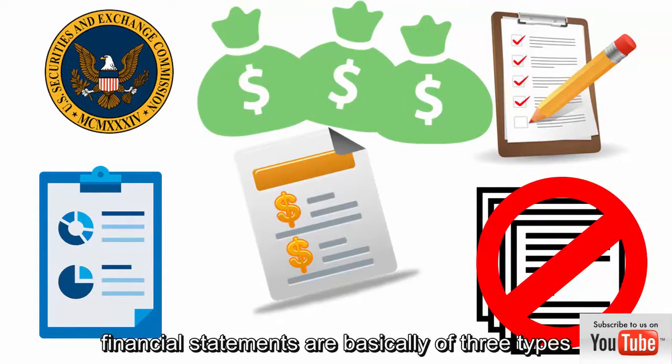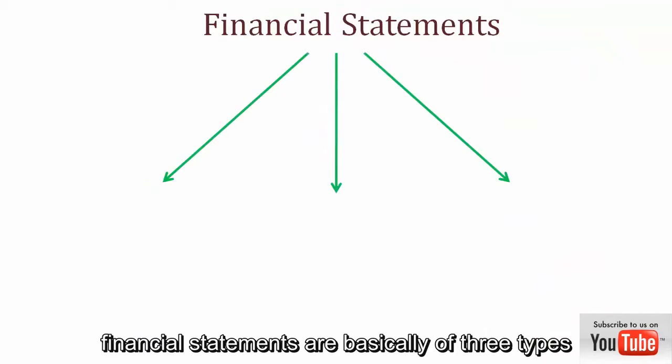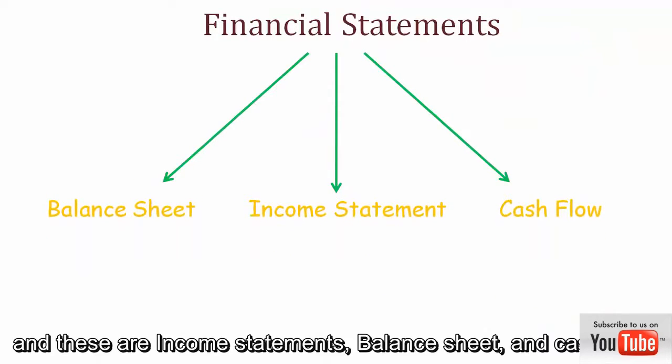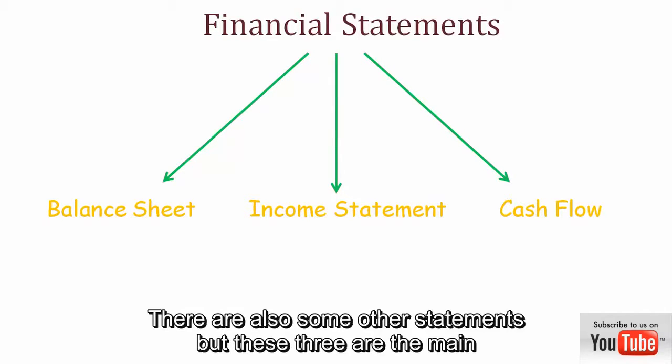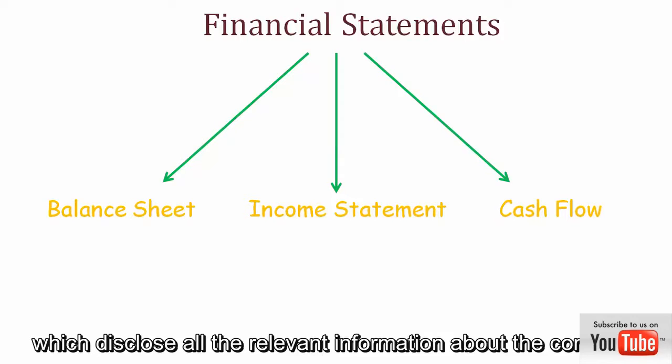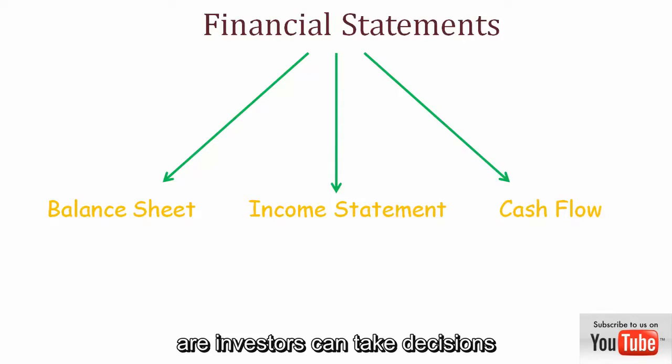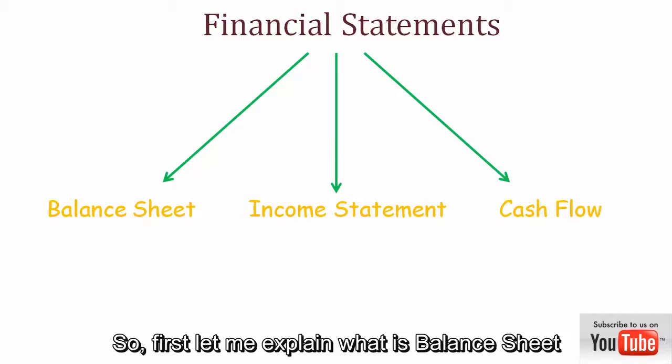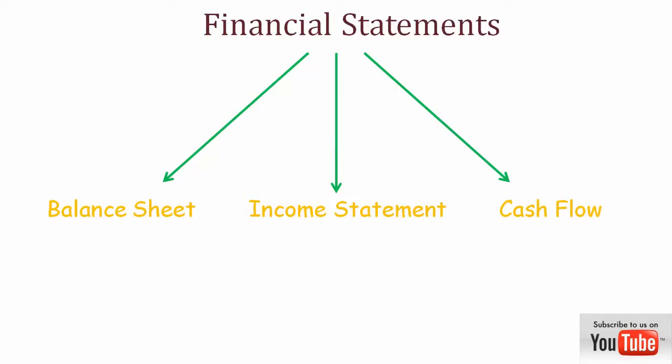And finally, financial statements are basically of three types, and these are income statement, balance sheet, and cash flow. There are also some other statements, but these three are the main, which disclose all the relevant information about the company. And investors can take decisions by analyzing these statements. So first let me explain what is balance sheet.